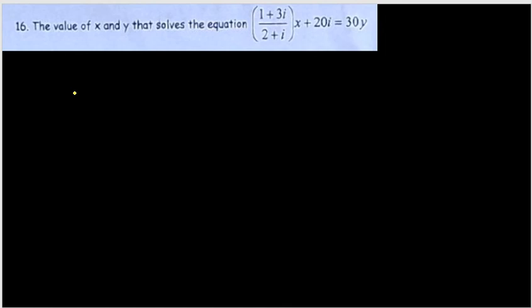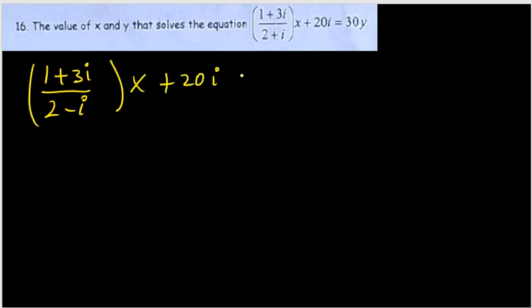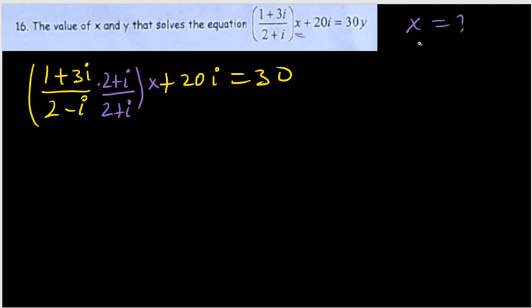Next question. What are the values of x and y so that (1 plus 3i) the whole over (2 minus i) times x plus 20i is equal to 30y? So what am I supposed to do here again? I'm going to multiply by the conjugate of the one which is in the bracket, that is 2 plus i over 2 plus i. Let us use our space properly. We'll multiply by 2 plus i over 2 plus i, the conjugate of the denominator part. Don't forget there is x outside here. So we need to find the x value and y value.